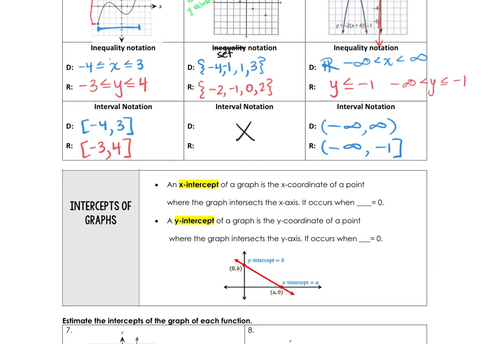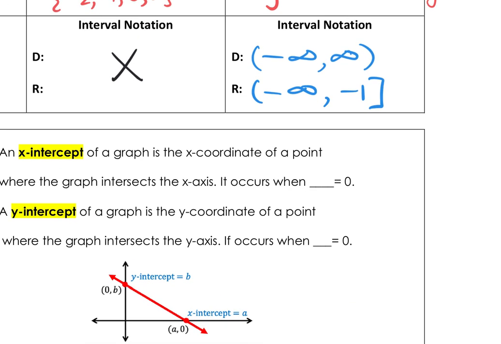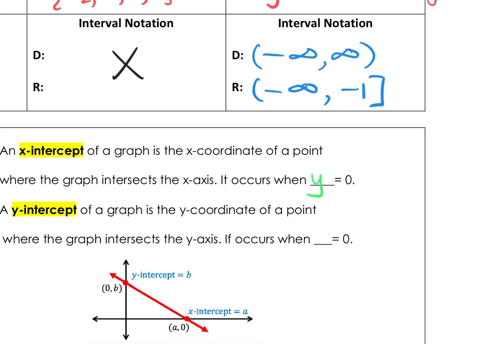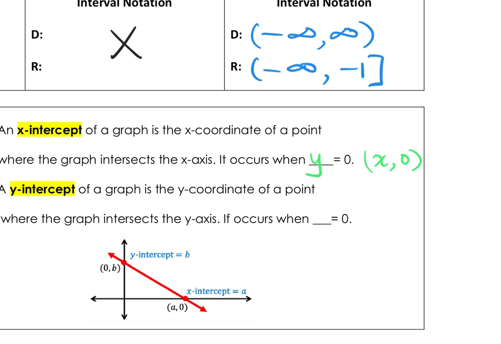Intercepts, x and y intercepts. Where does your graph go through these axes, right? So this is easy. An x-intercept is the x-coordinate where the graph intersects the x-axis. So this always happens where y is equal to 0. So you can always find your x-intercept. It's wherever y is 0. So it's always x, 0, whatever that coordinate is. But this y coordinate is always 0. And then your y-intercept is where the graph crosses the y-axis, and this will always happen where x is equal to 0. So it's always the point 0, y, whatever that y coordinate is.